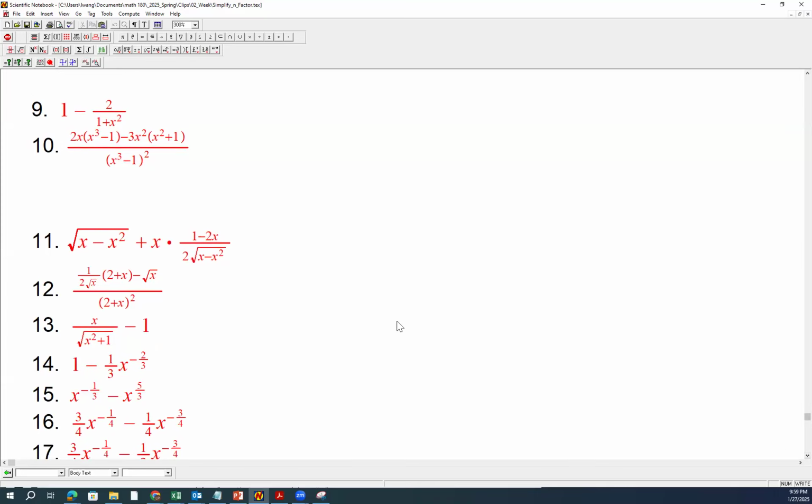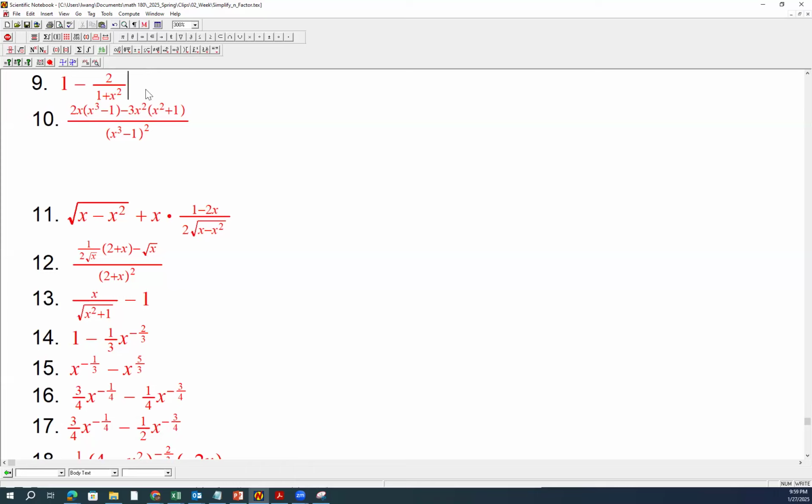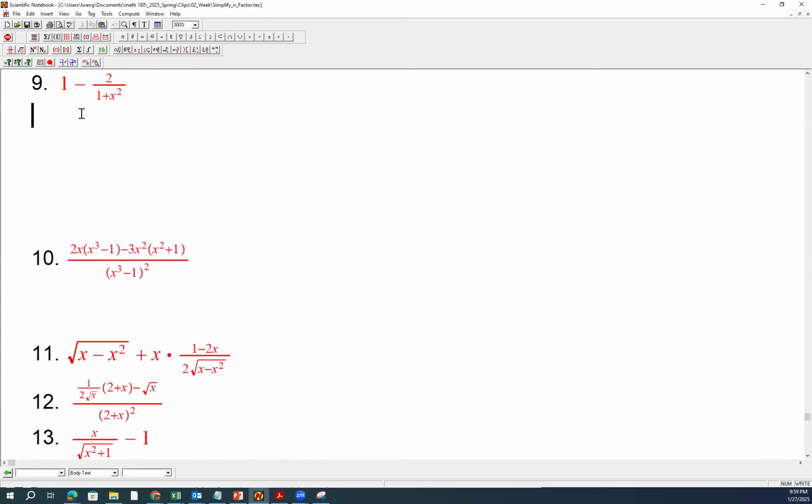Let's look at the next one. This one looks pretty straightforward, right? Domain. The domain is all real numbers because we have 1 plus x squared, right? So the domain is all real numbers, from negative infinity to positive infinity. That's what x can be.